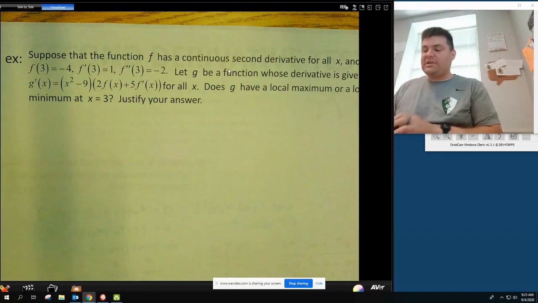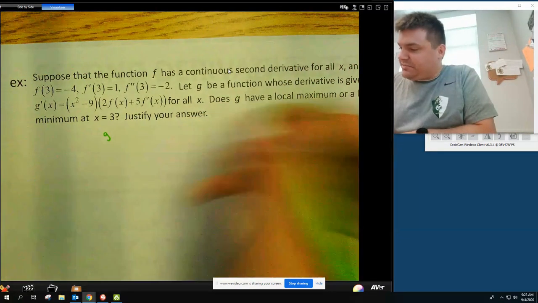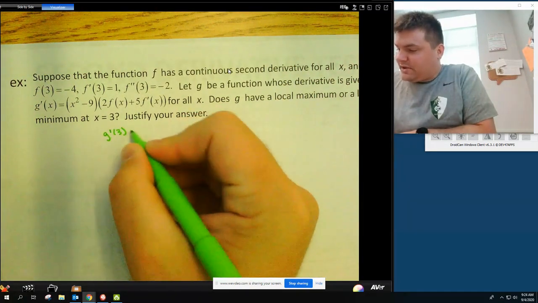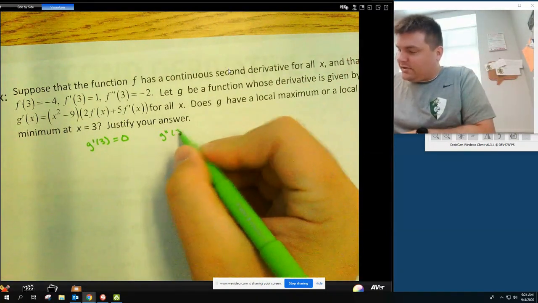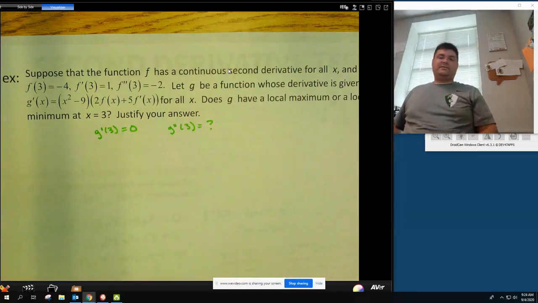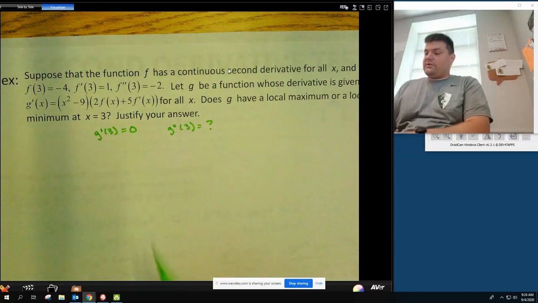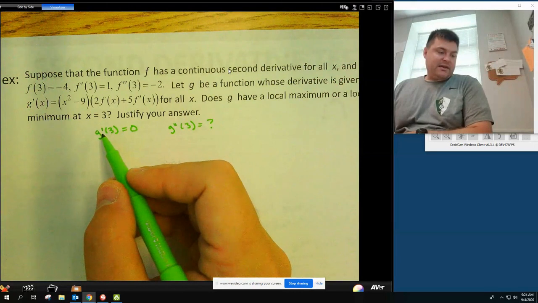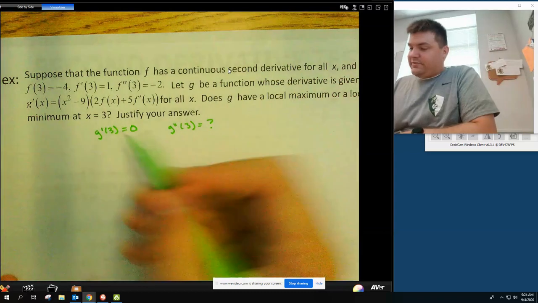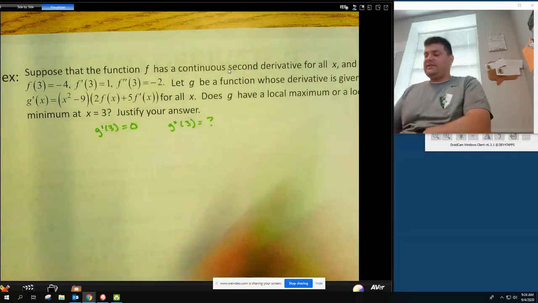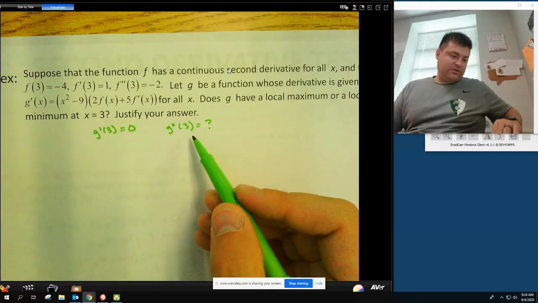Because I'm forced to use it, I need a couple things here. I need to make sure that g prime of 3 equals 0. And then I need g double prime of 3 and figure out what that is. Now this gave us g prime, so we should just check this real quick. If you plug in a 3, you're going to get 0, because 0 times anything is 0. So this does work out. We're good. So I just need to find the second derivative here, and that's all that I care about.